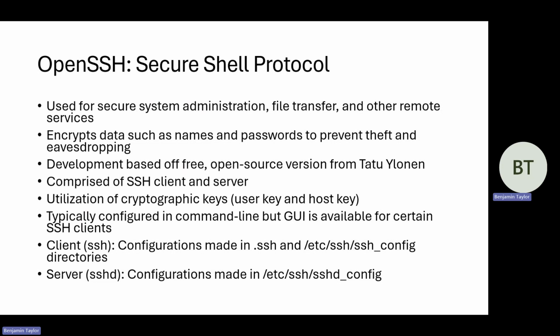For client configurations, files are located in the .ssh directory and the ssh_config. On the server side, the configurations are going to be located inside of the sshd_config. I could be wrong here, but I just thought of this, I feel like that D probably stands for daemon, but I could be incorrect in that. But yeah, these settings are going to control how the SSH server operates, including the security features and connection preferences.